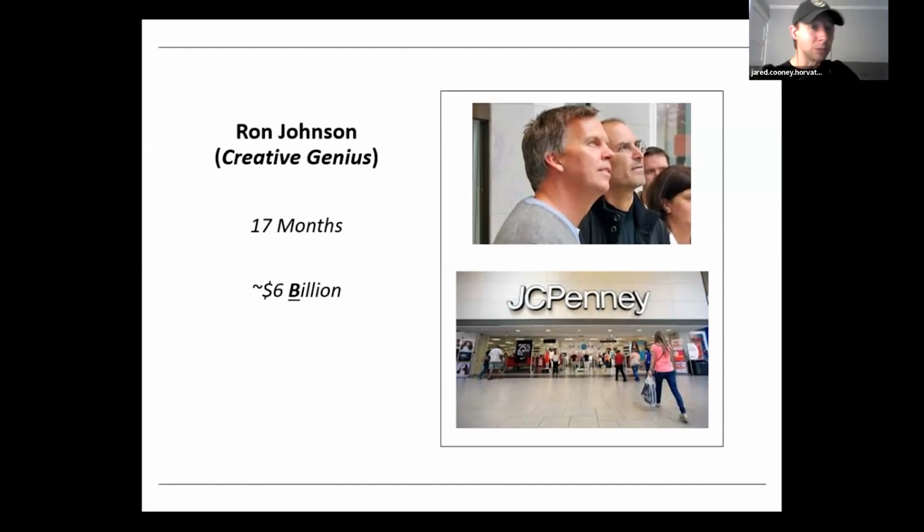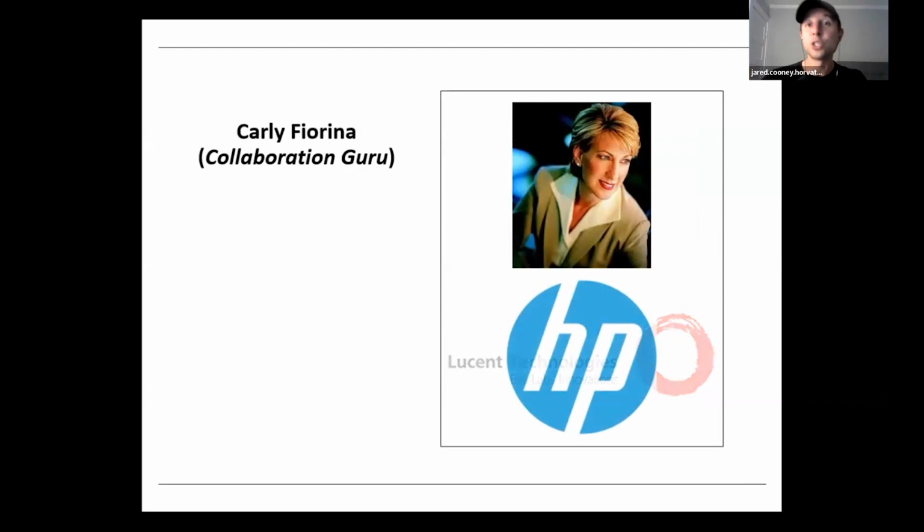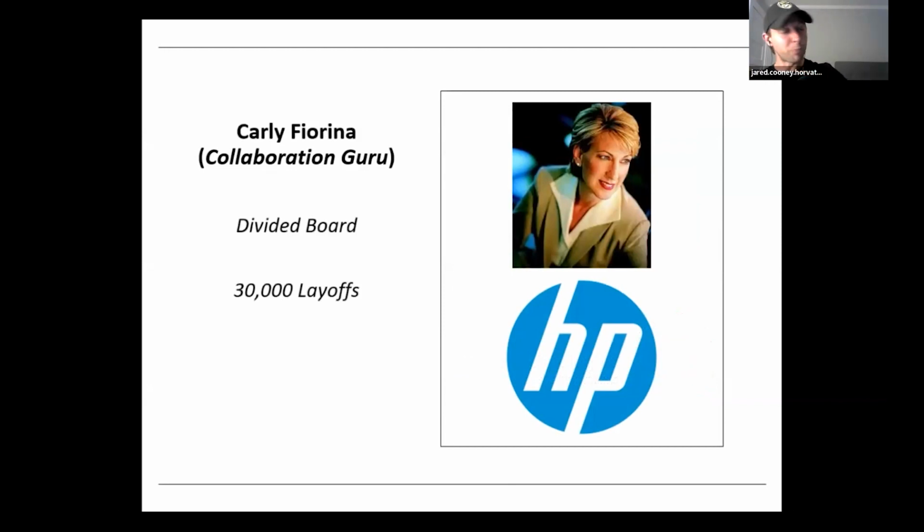changes context, skill disappears. Carly Fiorina, she's the woman who brought Lucent Technologies into one of the top tech companies in the world. She was known as the collaboration guru. She could get teams to work together. That was her thing. What happens? She's poached by another company, HP. They're struggling. They say, come be our CEO, work your magic here. And a divided board and 30,000 layoffs later, they fire her. No collaboration to be found. She couldn't even get 12 people around a table to collaborate. I just proved to the world I've got it. Change context. It disappears.